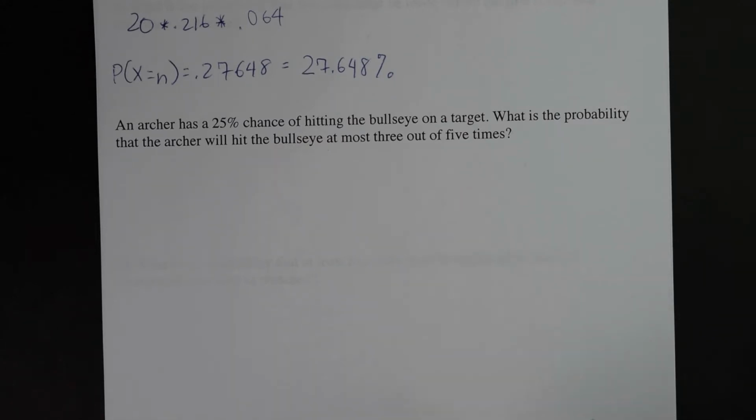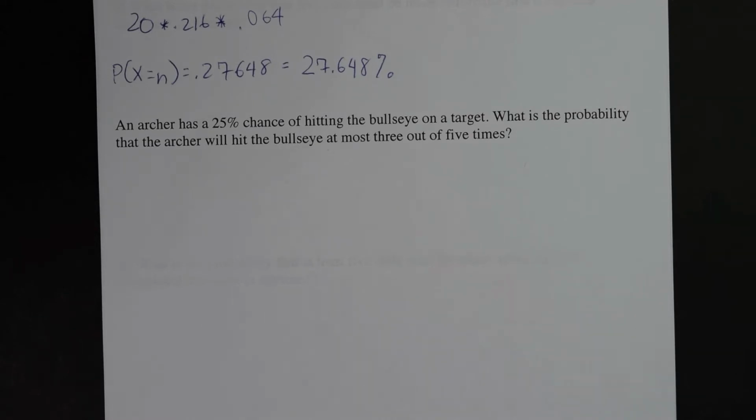So it states, an archer has a 25% chance of hitting the bullseye on a target. What is the probability that the archer will hit the bullseye at most 3 out of 5 times? Okay, so I'm going to go ahead and start breaking this down real quick like I did last time.